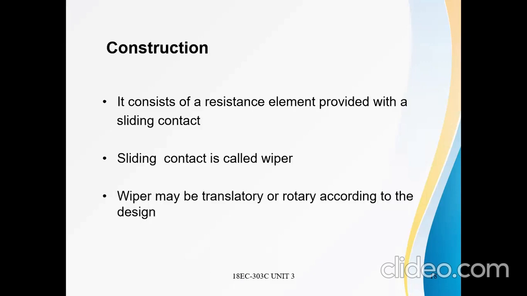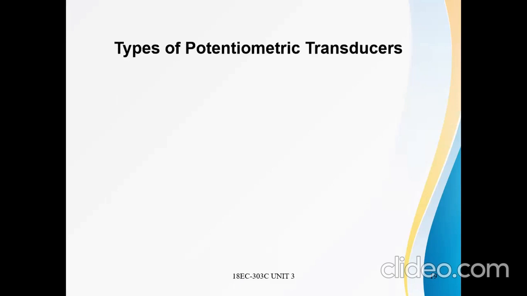The wiper may be translatory or rotary according to the design. That means this wiper can be provided in two ways, either translatory wiper or rotary wiper. We'll see different types of potentiometric transducers. These are classified into rotational type, linear type, and helipot. There are three types of potentiometric transducers: rotational type, linear type, and helipot.